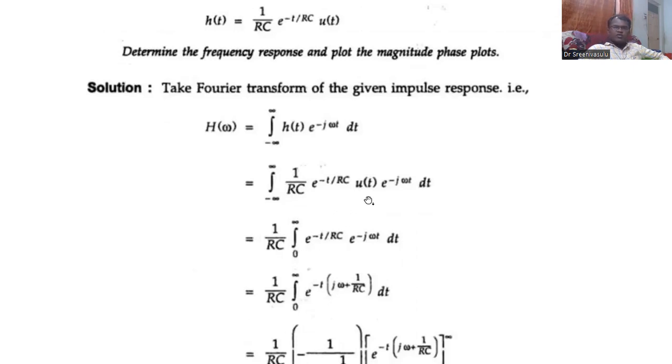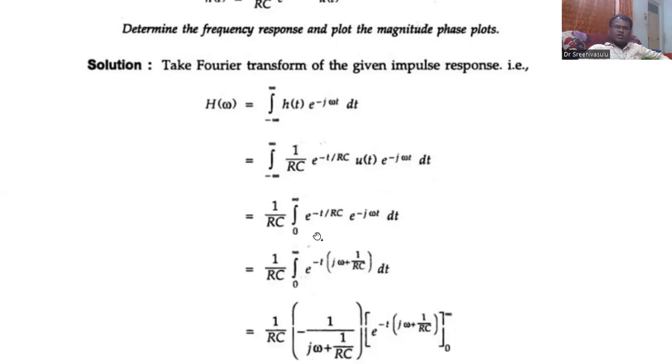Now u of t, you know about u of t. It is a unit step function. It is 1 for time t greater than or equal to 0, and 0 otherwise. So the integral limits change from minus infinity to plus infinity, to 0 to infinity, of e power minus t by RC into e power minus j omega t dt. Now you take minus t as a common factor, and the remaining term, if you observe, is j omega plus 1 by RC.